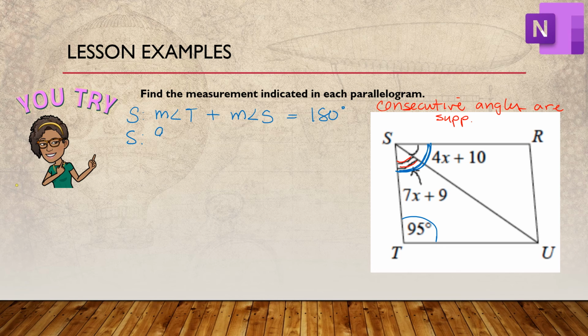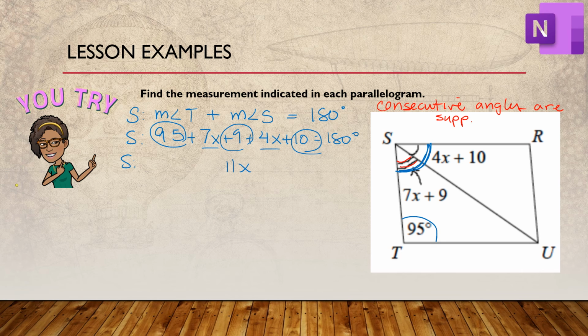So T I already know is 95. And then S is split up into two angles, so that is 7x plus 9. And then we're going to add that to 4x plus 10. And we know that all equals 180. So now I can go ahead and solve by first combining like terms. So I have an 11x, and then I have a 95, a 9, and a 10.